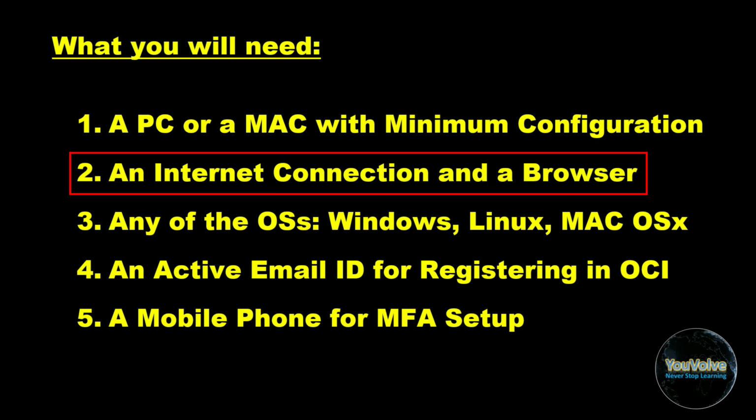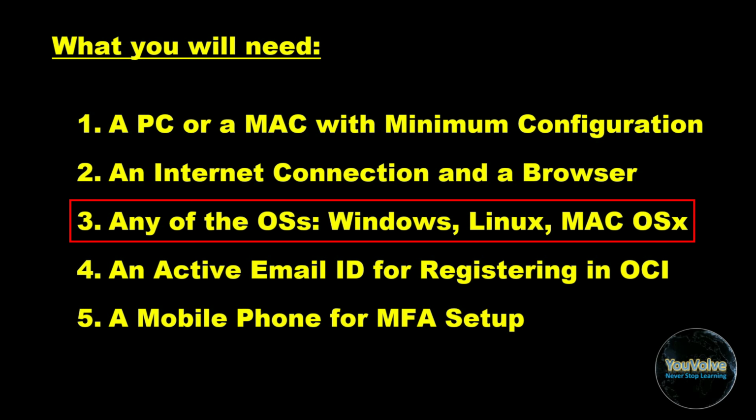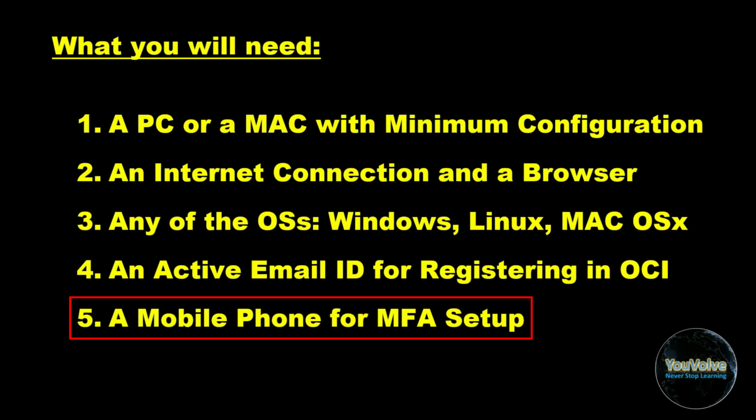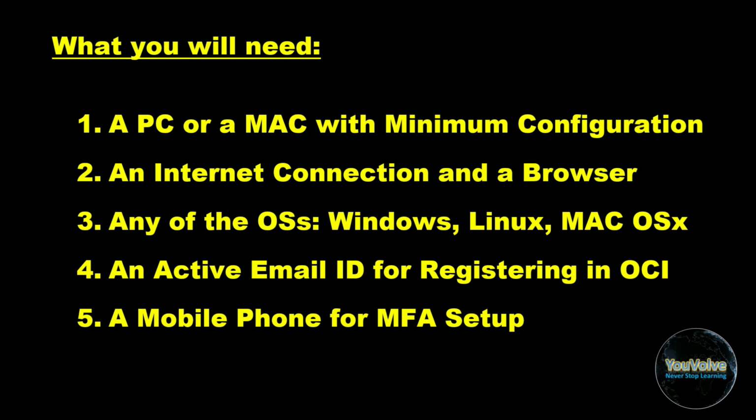So we need an internet connection and an internet browser of your choice like Google Chrome, Microsoft Edge, Apple Safari, or Mozilla Firefox. It does not matter what operating system you have on your desktop or laptop. It may be a Mac, it may be Windows, Linux, or anything will work as long as it can run an internet browser. And you will need an active email ID for registration with Oracle Corporation or OCI, and a mobile phone or a smartphone to set up MFA or multi-factor authentication, which is an additional security layer that OCI suggests. Now, if all these things are ready with you, let's go to the next step.